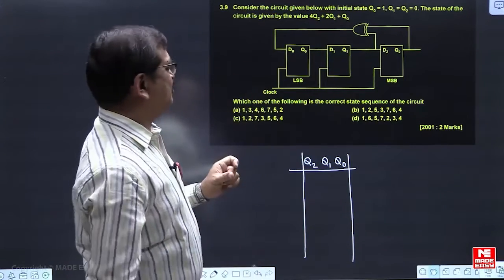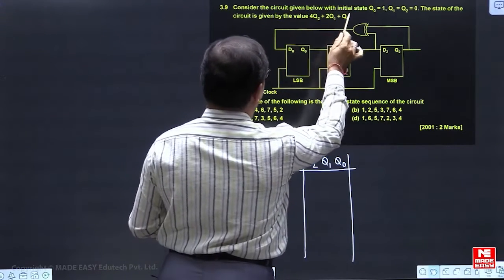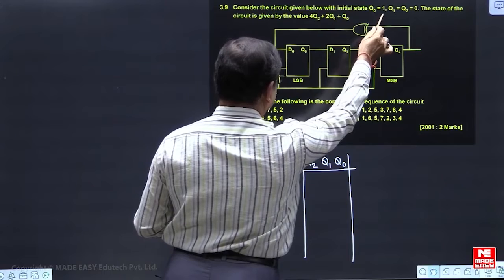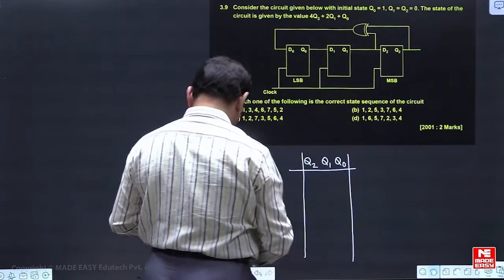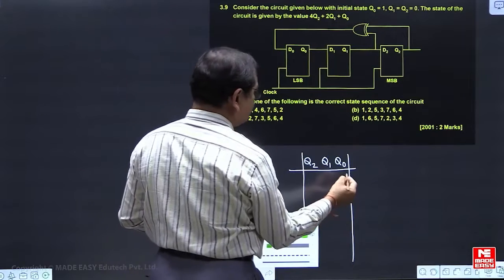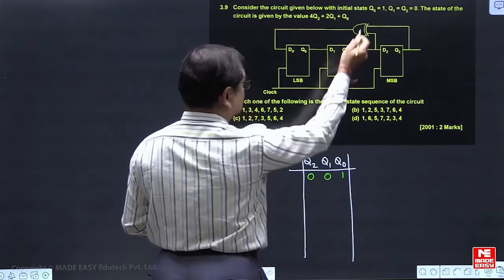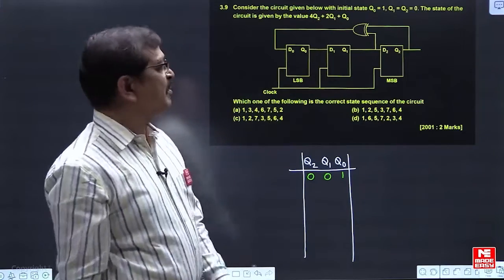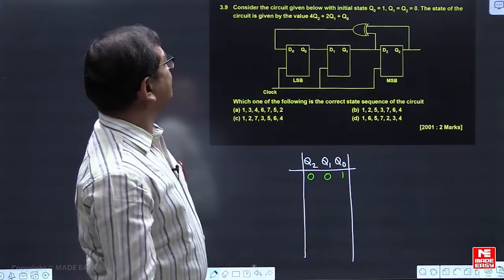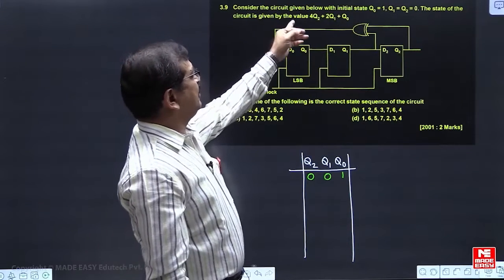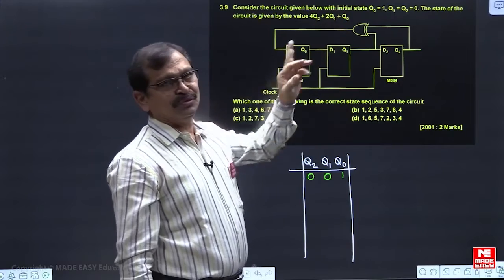What is the given data in the question? If you look, consider the circuit given below with the initial state Q2, Q1, Q0 as 0, 0, 1. So the initial state is given: Q0 is 1 and the other 2 flip-flops' outputs are 0, 0. It is the initial state, that is the name mentioned here. The state of the circuit is given by the value 4Q2 plus 2Q1 plus Q0.